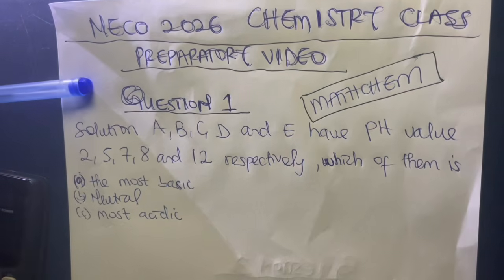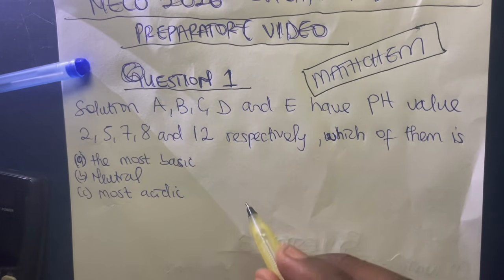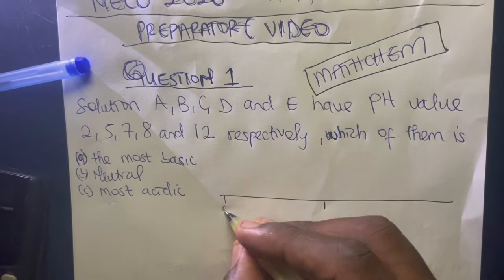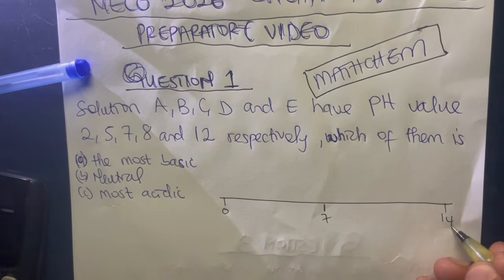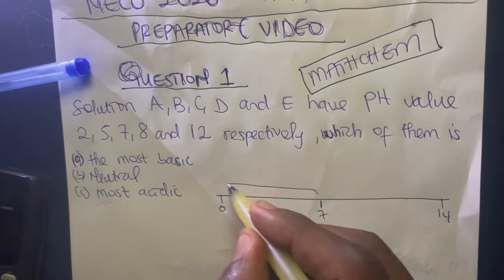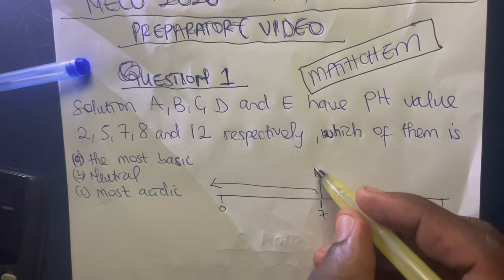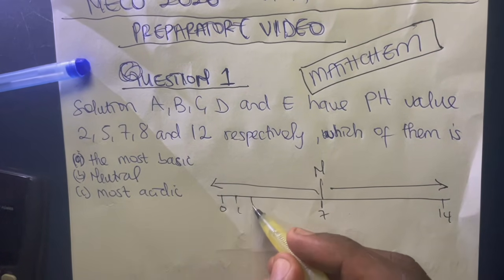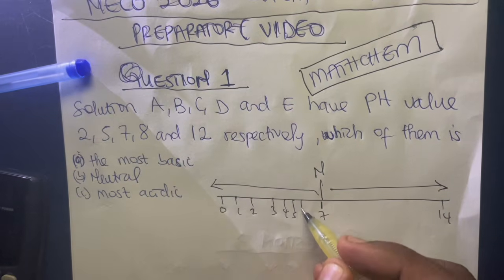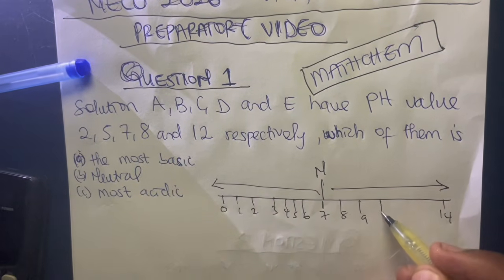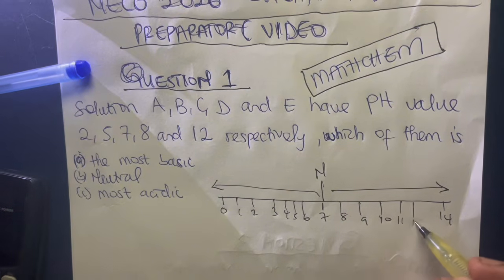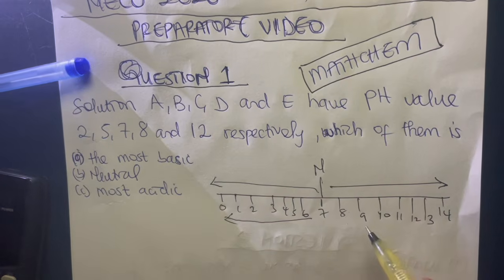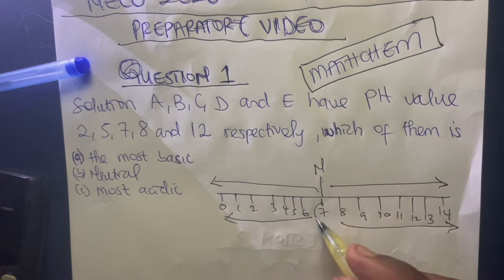So solution A is this, and what's the answer? Which one is the most acidic? On the pH scale, we have 0 to 14, with 7 in the middle. From here is most acidic, here is neutral, and here is most basic. So if we have 1 here, then 2, 3, 4, 5, 6, 8, 9, 10, 11, 12, 13 here. All these ones are acidic. All these ones are basic. This one here is neutral.